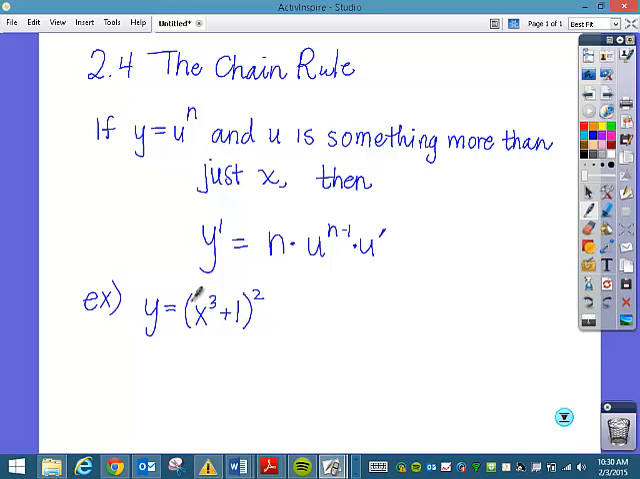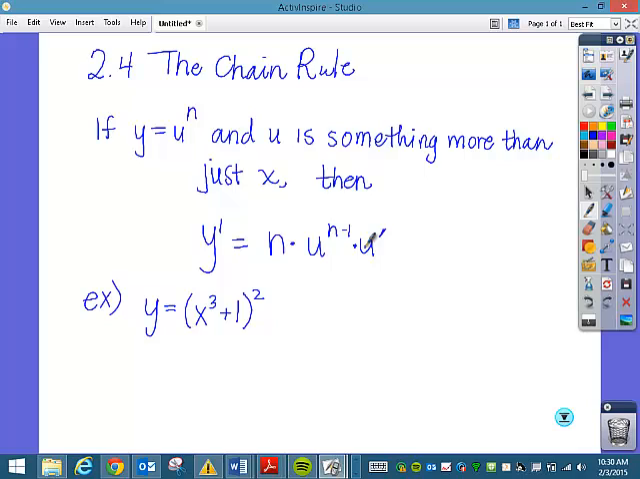When you have something like that and you're trying to take the derivative, you use the chain rule, which is where you take your exponent, pull it out front, just like normal, keep u the same, subtract 1 from your exponent, but then you have to multiply by the derivative of u. So whatever is your u, you have to multiply by the derivative of that. Let's do an example.